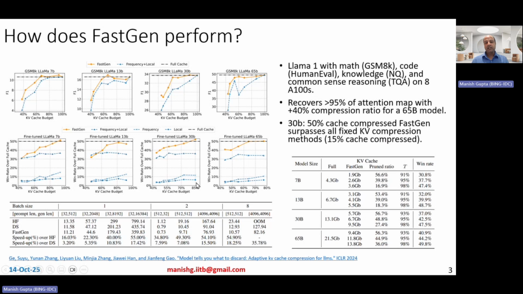Another interesting thing to observe is that even with 50% compression, let's say for this 30 billion model, this 50% cache compressed FastGen is actually better compared to even 15% compressed baselines. Okay, so if you compare, 85% key value cache budget basically means these are 15% compressed baselines. So even 15% compression does not really give them as much win rate as a 50% compressed FastGen method. Okay, so that is for a 30 billion parameter model.